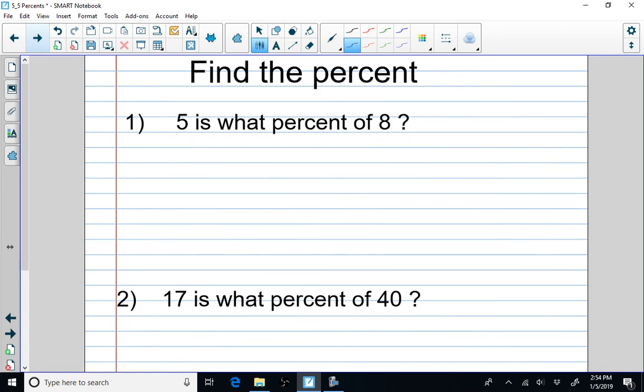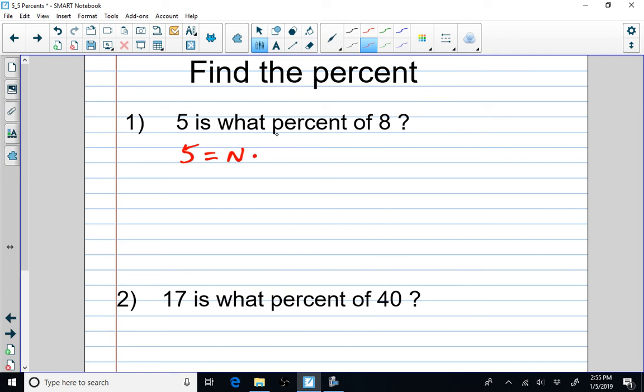Okay, last group of problems. I like to call these percent questions. Right? 5 is what percent of 8? All right. We like to take a look at this and write an equation. Right? 5 is what percent of 8? I write the equation. 5 is an equal sign. What percent translates to my variable.